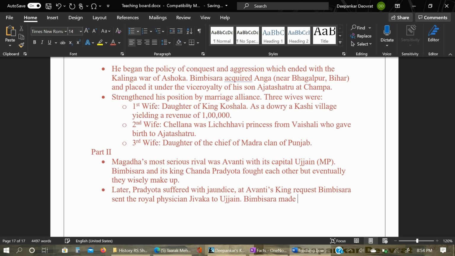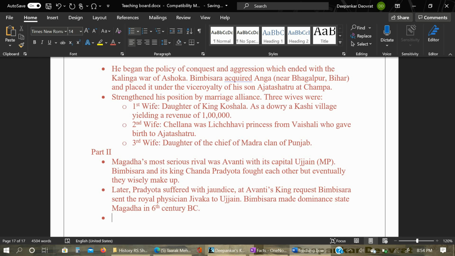Bimbisara made Magad the dominant state in the 6th century BC, and his kingdom is said to have around 80,000 villages, and the earliest capital of Magad was at Rajgir, which was Girivraja at that time, and it was surrounded by 5 hills, as I have said earlier, and the openings were closed by stone walls from all sides, which made it impregnable.